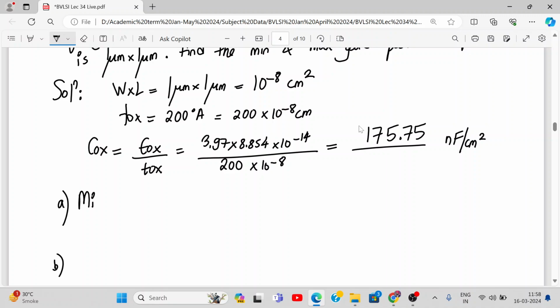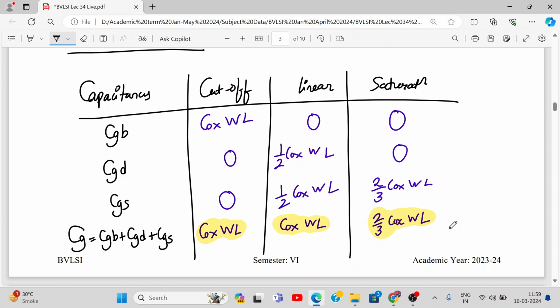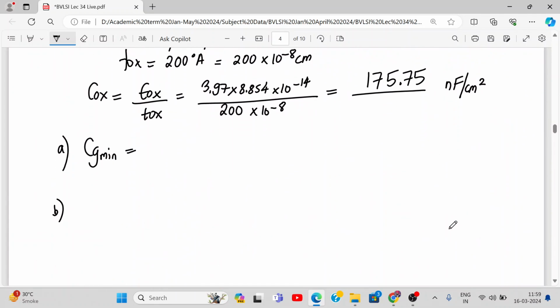Now, minimum gate parasitic capacitance. So what is CG minimum? What you have written last time in the table? How much is CG minimum from this table? 2/3 Cox into W into L, right? So calculate that. It is 2/3 into Cox into W into L. So 2/3 of 175.75 into 10 raised to minus 9 into W into L.